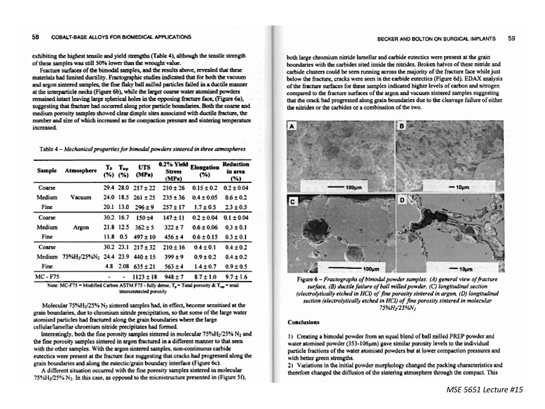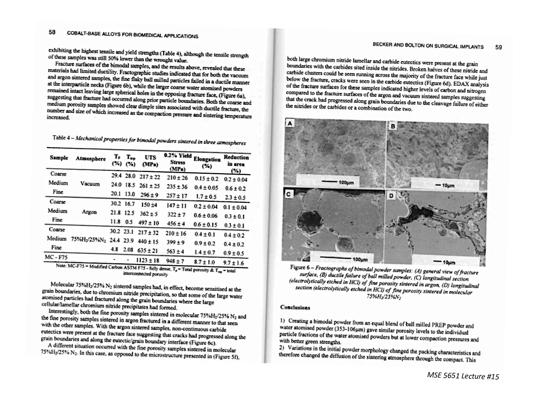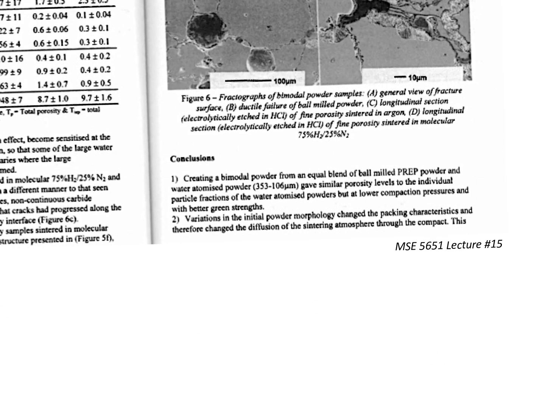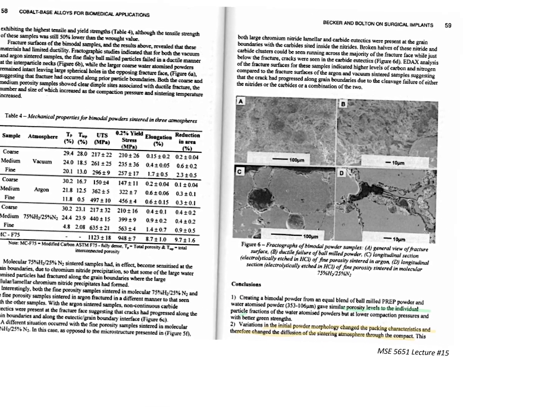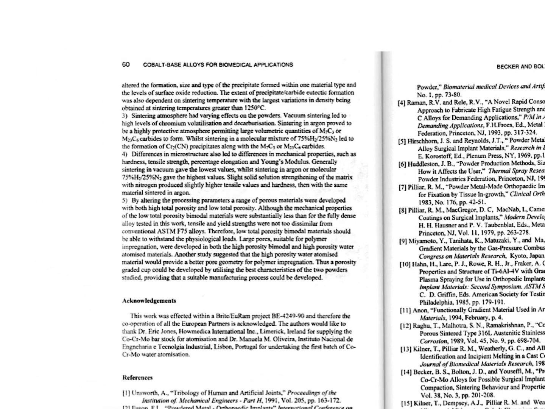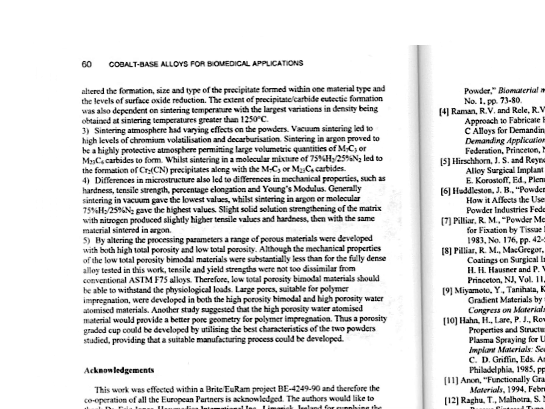Okay, so let's see. Let me make sure I at least summarize this for you. Similar porosity values, the individual particle fractions. Okay, so variations in initial powder morphology change the packing characteristics and therefore change the diffusion of the sintering atmosphere throughout the compact. All right, so how that atmosphere gets to the rest, the bulk, is determined by the pores that are present following the densification process. And then that also reduced the formation, size, and type of the precipitate formed.